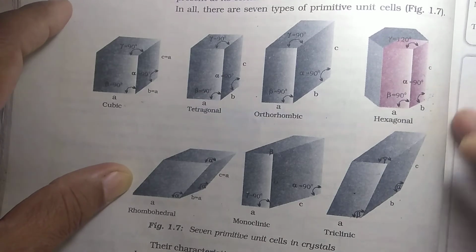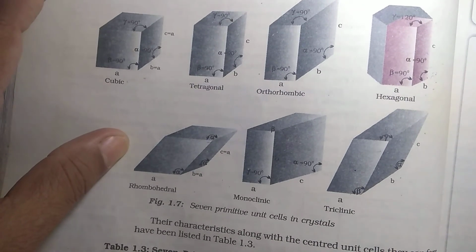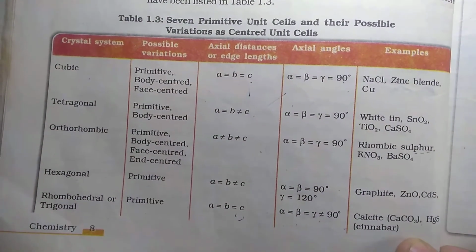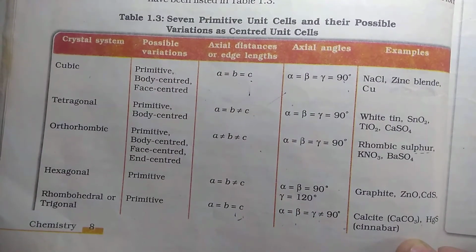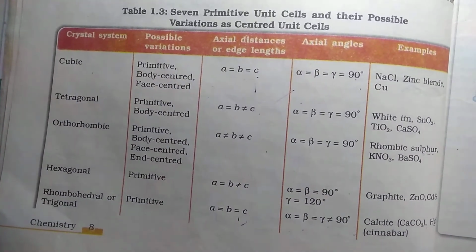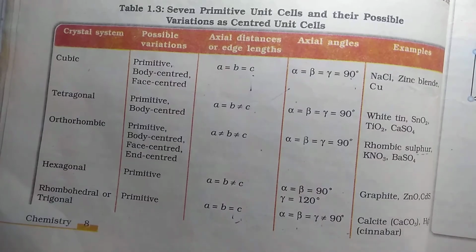Now I want you to draw the structures and then make the table that is there in your textbook. This is the table that is there. Please make the table. See that you understand regarding sides and angles, which ones are the same and which ones are different, that you will come to know.